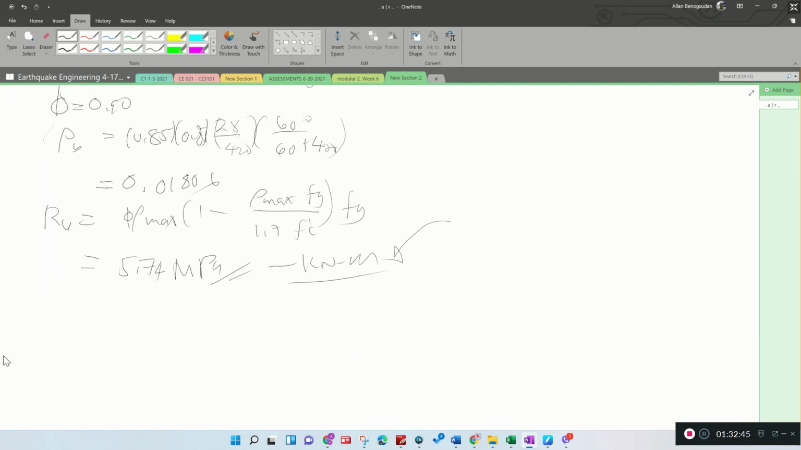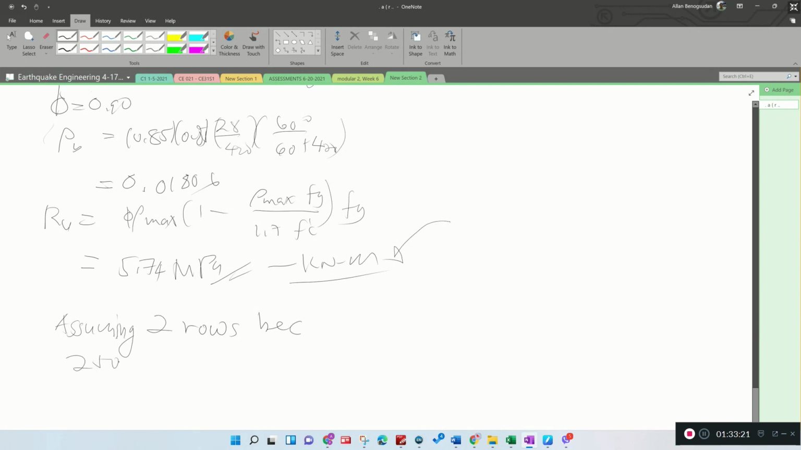So, assuming 2 rows, because this design, you do not know if it is 1 row or 2 rows. But in this case, we made an example. Actually, this is, as I've said, the final exam that I gave last time. Very few just got it. Very few. And 2 rows, because, I said here assuming 2 rows because 250 mm is narrow.